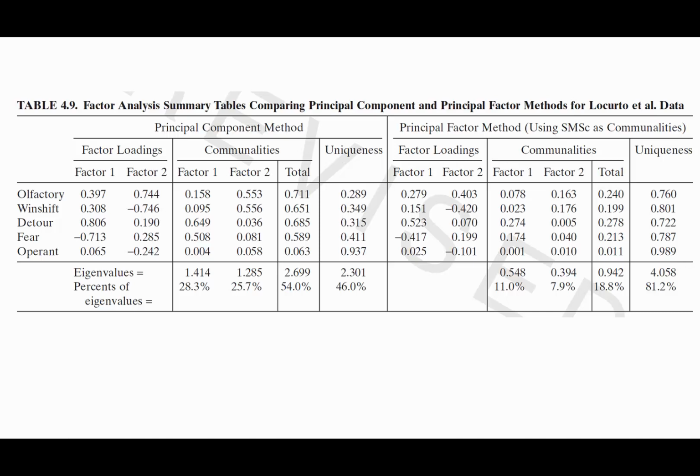So our first one is table 4.9. Notice this is a side-by-side summary table on how the summary statistics for the principal factor method compare with the statistics for the principal component method. So on the left we have PCA versus principal factors, or principal axis.